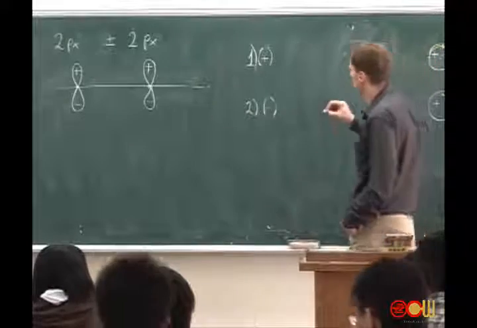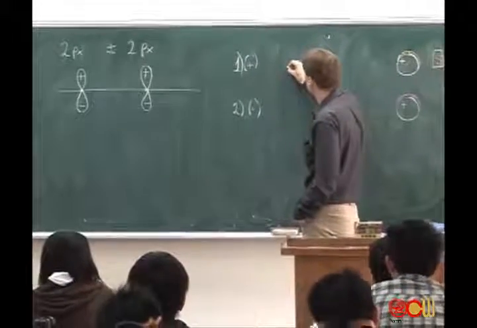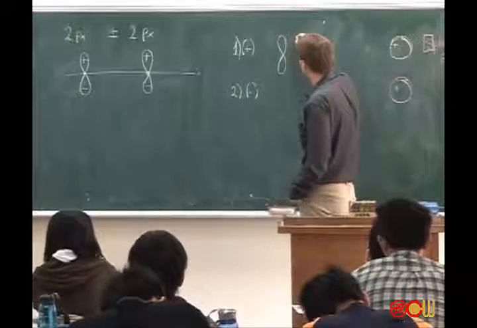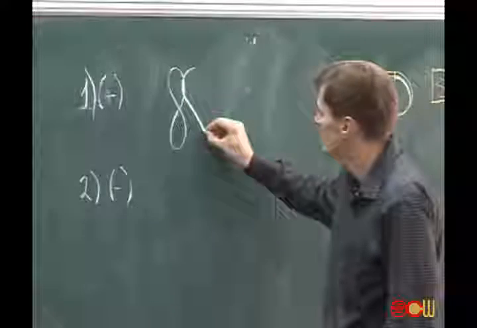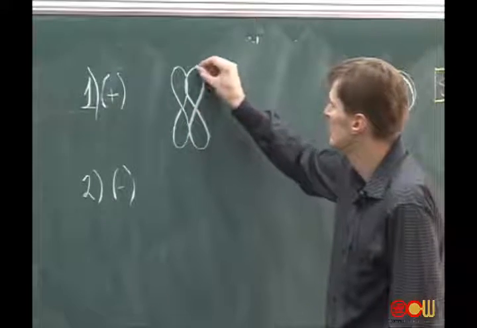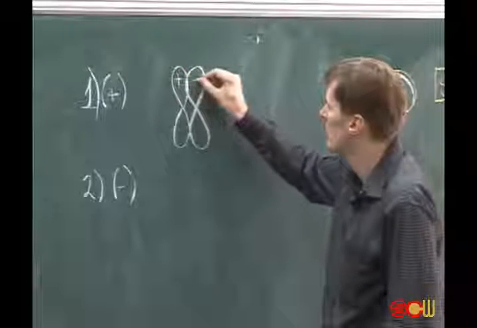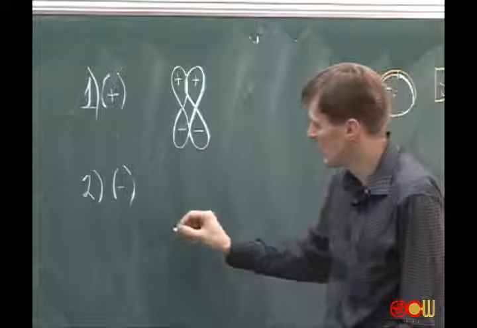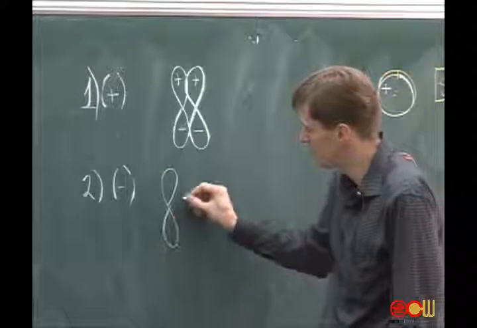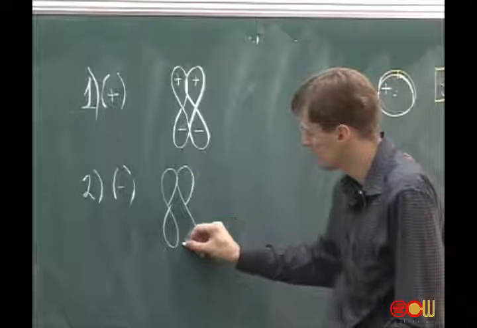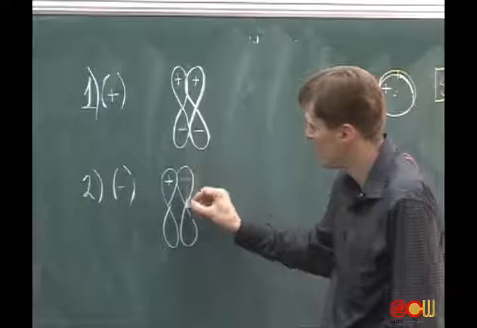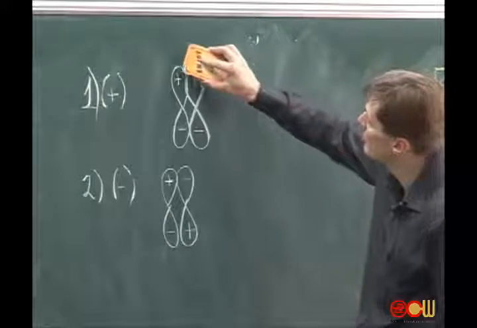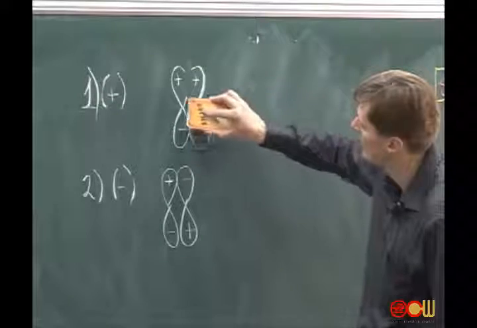The linear combination with plus looks more or less like that. Plus, plus, minus, minus. The linear combination with minus looks like that. Plus, minus, minus, plus. Now, the important part, this one merged together and this one merged together.